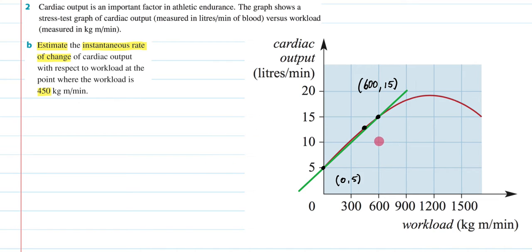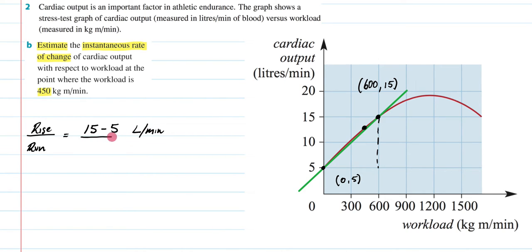So again, what I'll be doing is finding my rise over the run. What is my rise going to be? It's going to be this distance right here, between 15 and 5. So I'm just going to go 15 minus 5, and my units here are liters per minute.